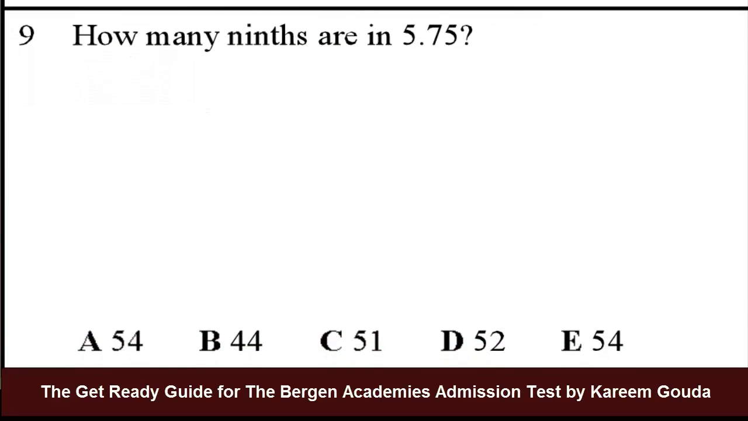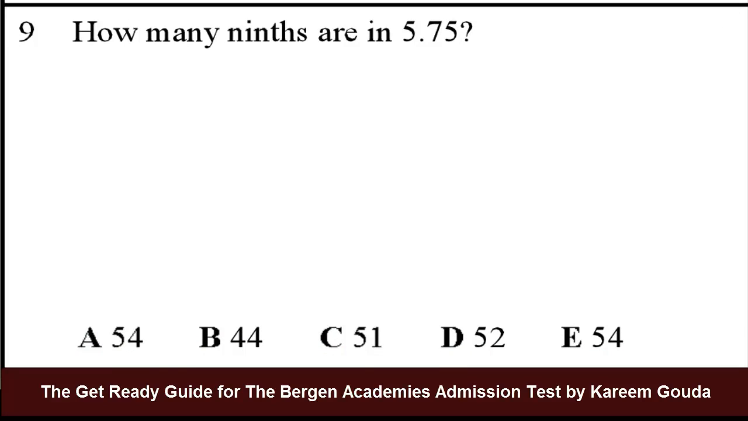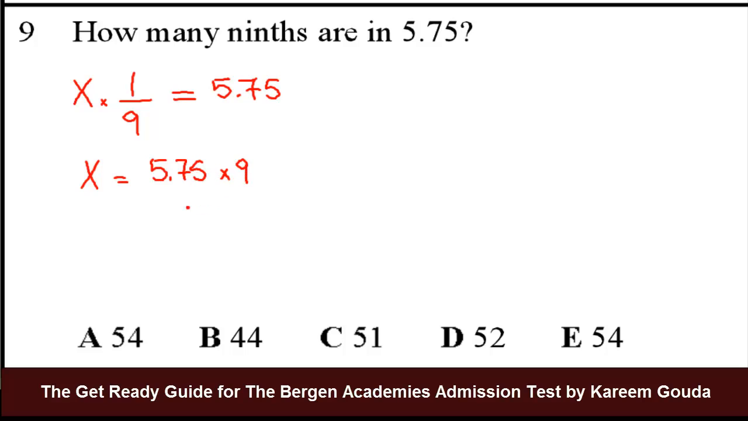Okay, let's move on to number 9. Number 9 says, how many ninths are in 5.75? Let's call how many x. Ninths is 1 over 9. So x times 1 over 9, is means equal, 5.75. Again, denominator on one side goes as a numerator on the other side, so x equals 5.75 times 9. Let's do it here. 5.75 multiplied by 9. 9 times 5, 45. 9 times 7, 63 and 4.